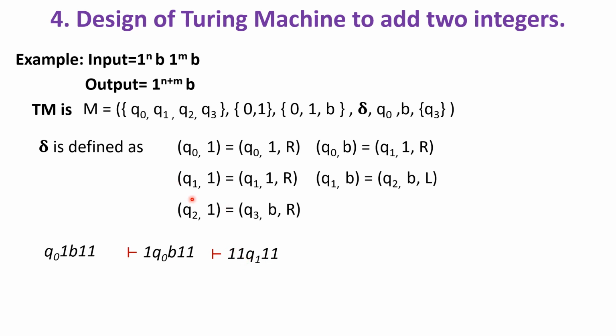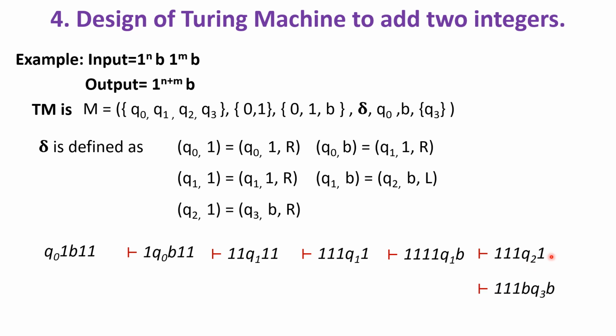In Q1, all the ones are kept as it is and move towards the right until you come across a blank. So 1 kept as it is, move towards the right. 1 kept as it is, move towards the right until you come across a blank. So once you come across a blank, change the state from Q1 to Q2 and move towards the left.